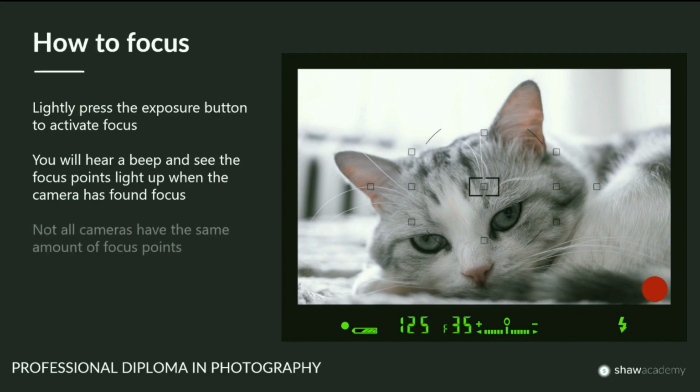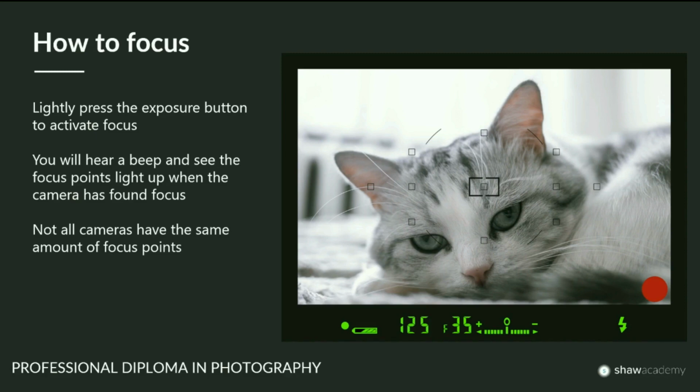Not all cameras or not all lenses have the same amount of focus points. Sorry, to clarify that, the focus points are actually found in the camera. So not all cameras will have the same amount of focus points. Many modern cameras, and certainly mirrorless cameras, have an insane amount of focus points. They have hundreds and hundreds of focus points. But some older cameras, even thinking back to something like the Canon 5D Mark II, actually have a very small amount of focus points.